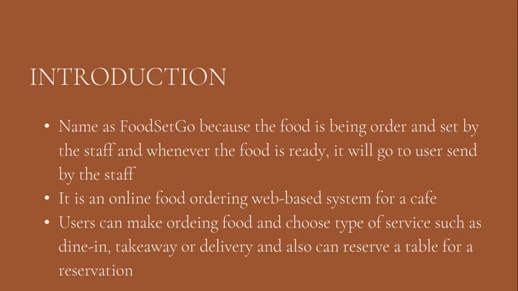FoodSetGo is an online, web-based food ordering system for a cafe. Users can make food orders and choose the type of service they want, such as dine-in, takeaway, or delivery, and users can also reserve a table.